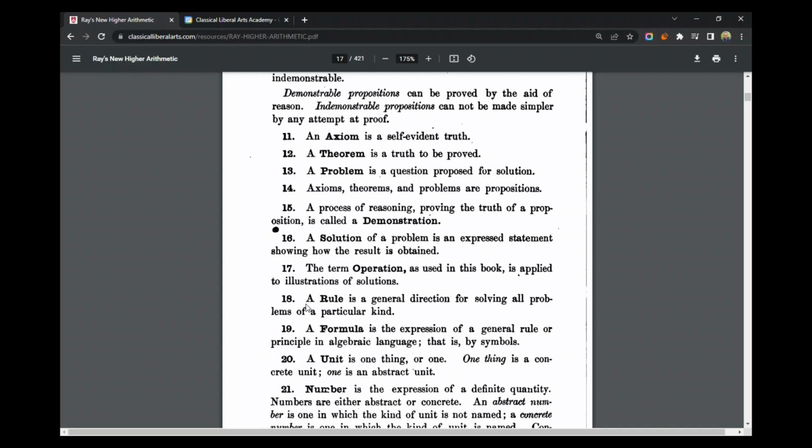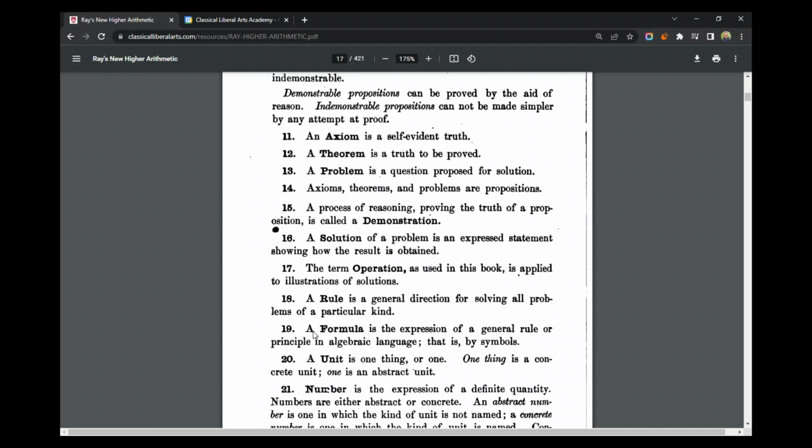Article 18. A rule is a general direction for solving all problems of a particular kind. It's a general direction because it applies to all problems of a particular kind.